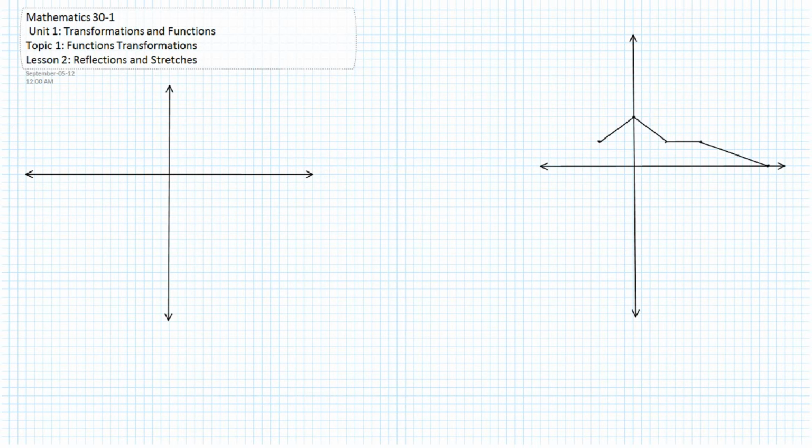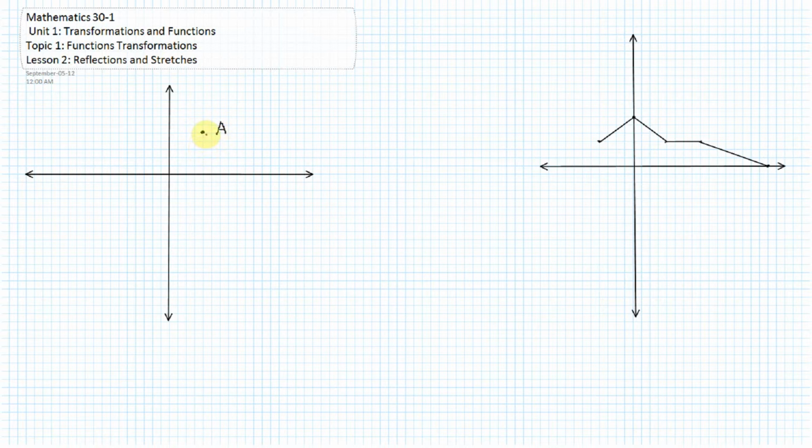So we're back. We're going to be looking at reflections in the y-axis. Now rather than folding your Cartesian plane down along the x-axis, you're folding it vertically along the y-axis. So again, let's put point A here.